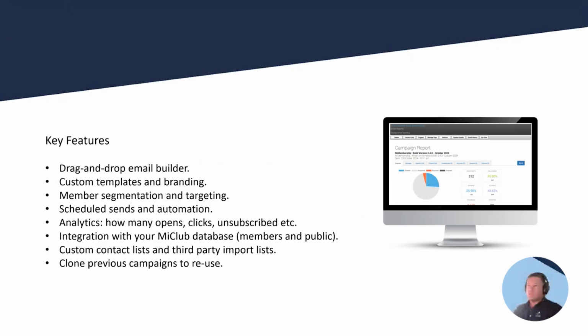Some key features: it's got a drag and drop email builder. You can create custom templates, member segmentation targeting, scheduled sends and automation, which I'll go through in our demonstration. You get analytics, so how many opens, clicks, and unsubscribed. It integrates with your MiClub database, members and public, as mentioned before. You can create custom contact lists and also import third-party lists as well. So if you have a list with a third-party system, you can import that into the MiClub system. You can also clone previous campaigns, which is quite popular with a lot of clubs. They will clone a previous campaign, tweak it, and then use it to resend in the future.